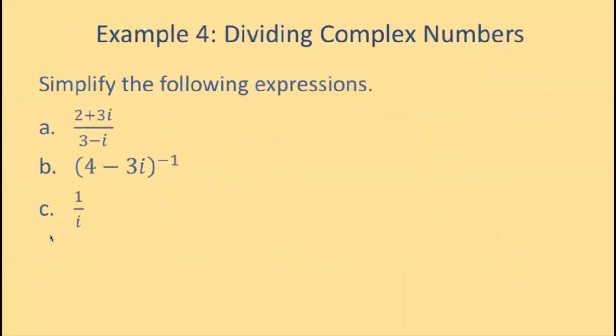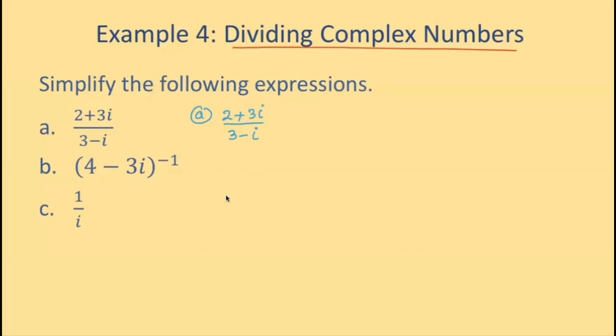Okay. Division of complex numbers. If we look at the first one, A, let's begin with A. We have 2 plus 3i over 3 minus i. When you're dividing a complex number, I'm going to write a quick note for you.